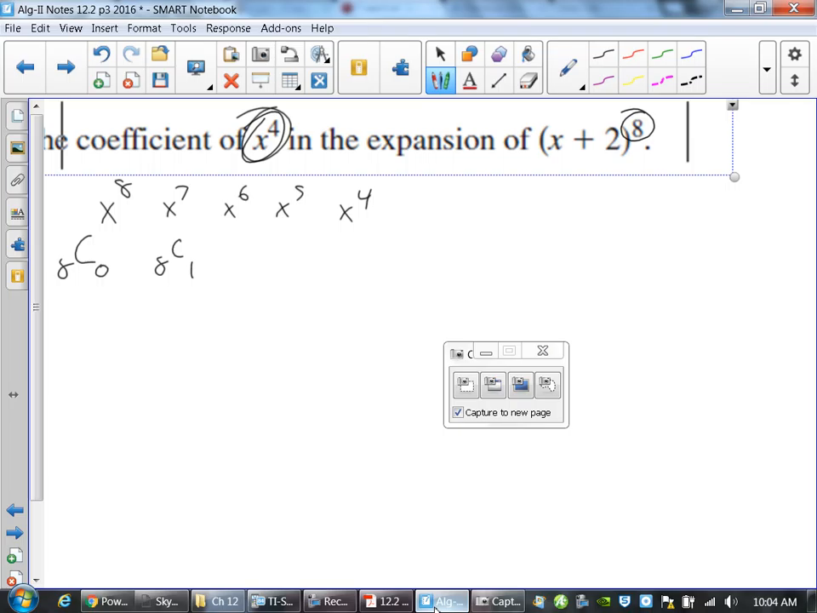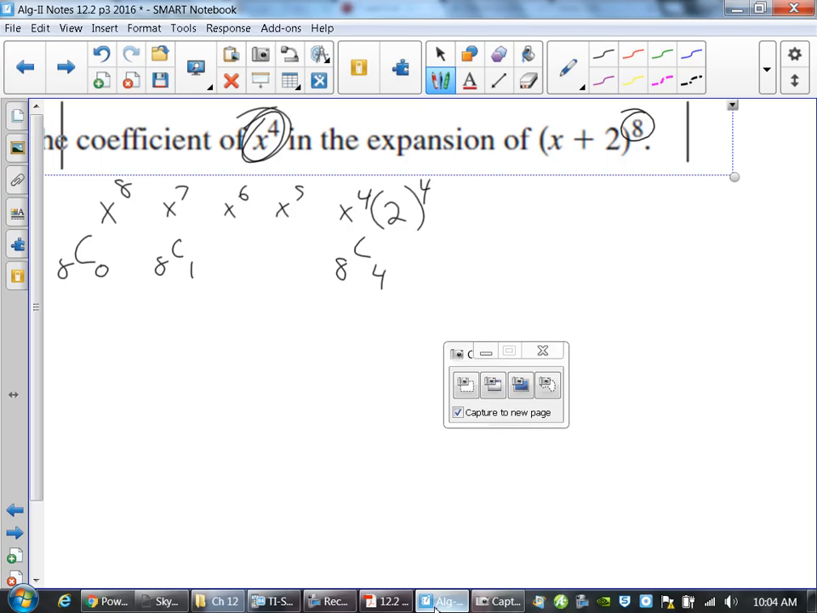What's this one going to be? Does 8 choose 1 go with x to the 7th? Yeah. What's that one going to be? It's going to be 8 choose 4, because this other part here is going to be 2 to the 4th, isn't it?